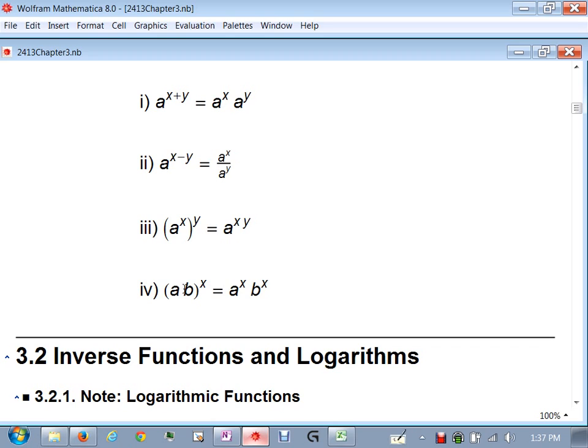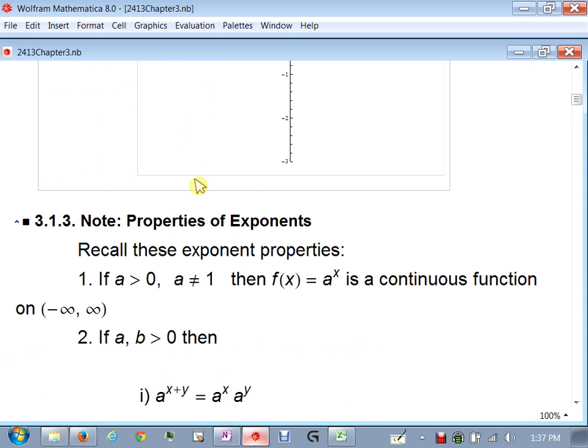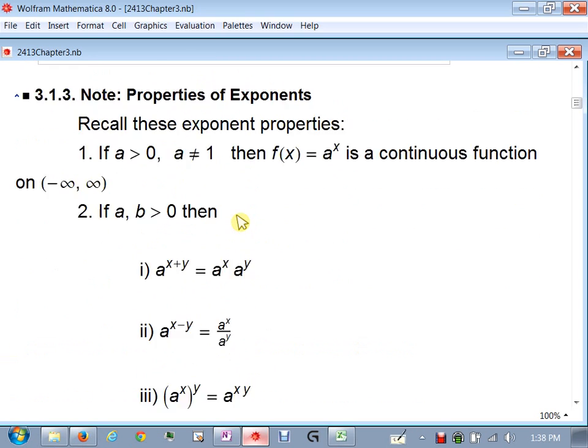Can you do that if that's a plus in there? A plus B. No, you can't do that. But if it's A times B, you can do it. All right, so that's just exponential stuff that you should recall.